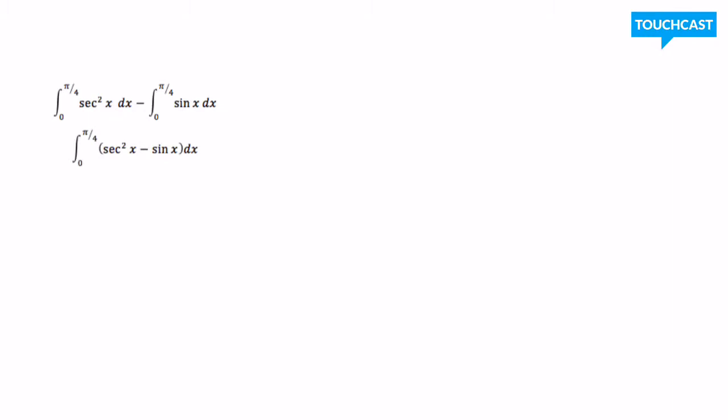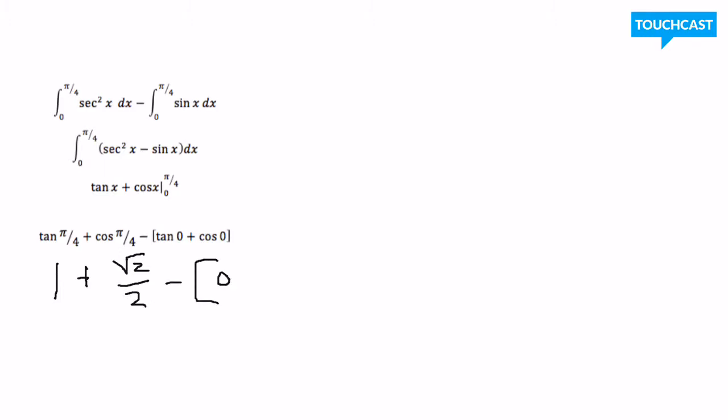I can find this result by getting an antiderivative for secant squared x minus sine of x. That's tangent of x plus cosine x. I'm going to evaluate that from 0 to pi over 4. That gives me tangent of pi over 4 plus cosine of pi over 4 minus the quantity tangent of 0 plus cosine of 0, which I didn't write in, so I'll write it in right now. Tangent of pi over 4 is 1 plus cosine of pi over 4 is radical 2 over 2 minus tangent of 0 is 0. Cosine of 0 is 1.